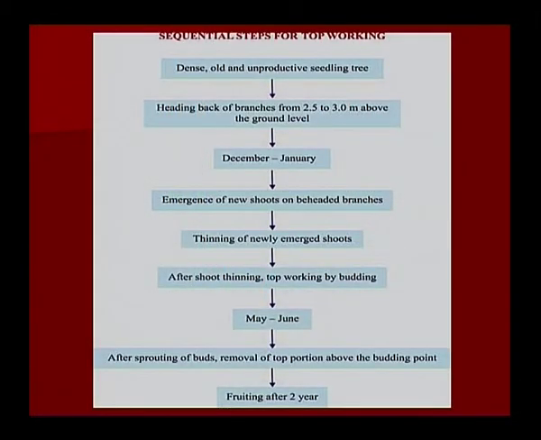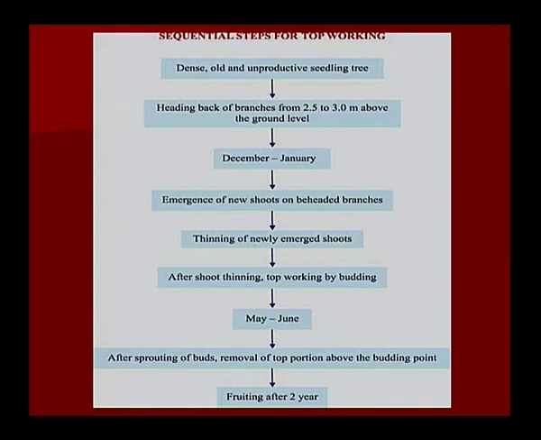Now we will be discussing the sequential steps for rejuvenation of Amla by top working. In this practice, first we identify the dense, old and unproductive seedling trees. Then heading back of branches from 2.5 to 3 meter above the ground level is done during December to January. After that, emergence of new shoots on beheaded branches is observed. Then thinning of newly emerged shoots is done.